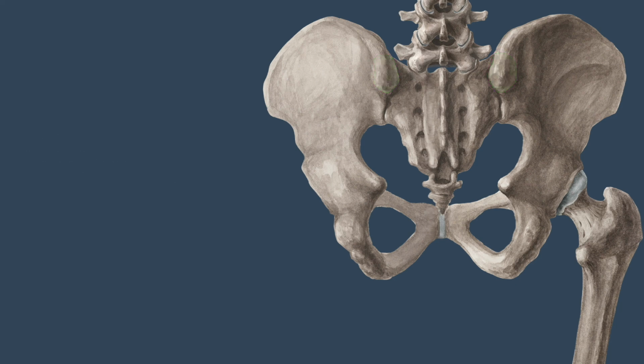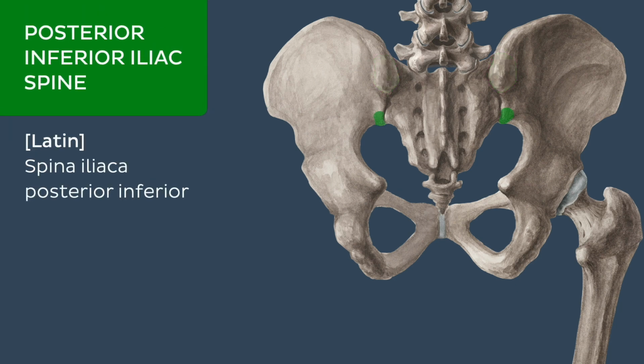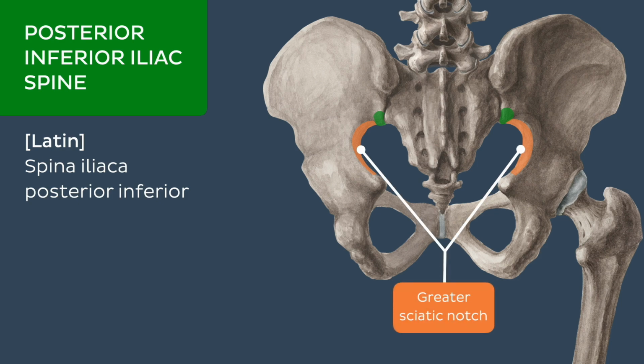Let's move on to the last spine of the ilium, known as the posterior inferior iliac spine. It is found on the superior edge of this really important structure here, known as the greater sciatic notch.